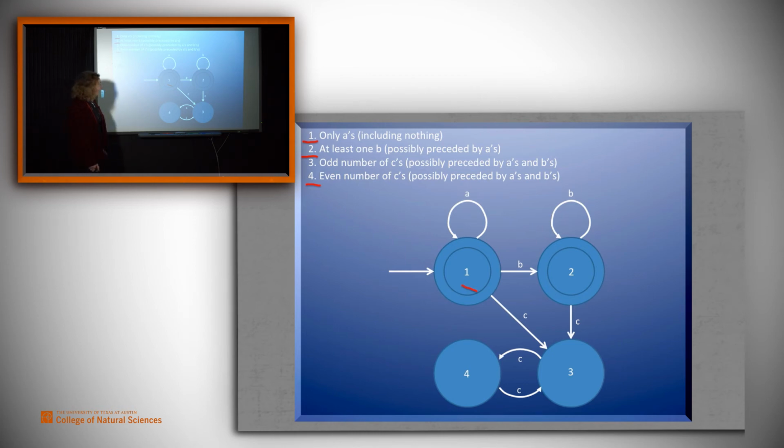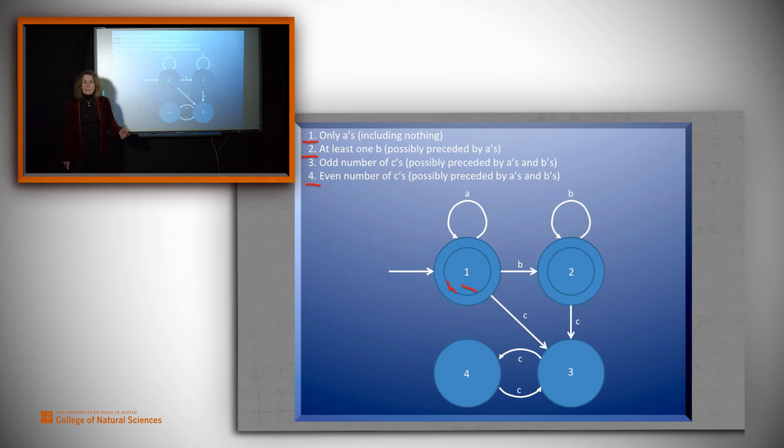And we need to decide which of these states are accepting states. Note that I've marked 1 as an accepting state by putting this little circle here. If we have seen nothing yet, that's okay. If we've seen only A's, it's okay. I've marked state 2 as an accepting state. Remember, again, we've seen A's and then B's, at least in that order, nothing out of order. And remember that 0 is an even number, so we've seen an even number of C's.